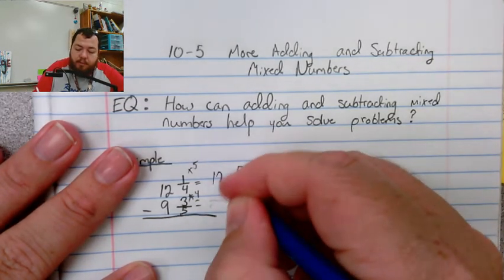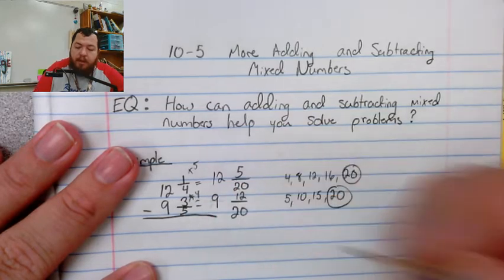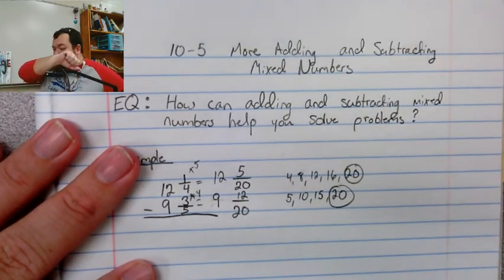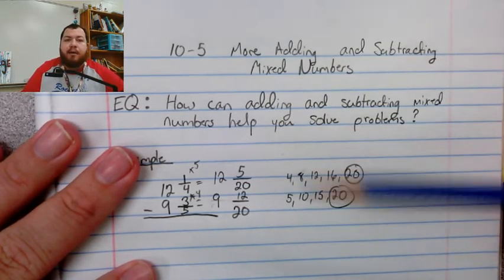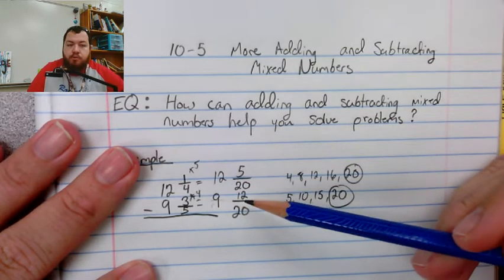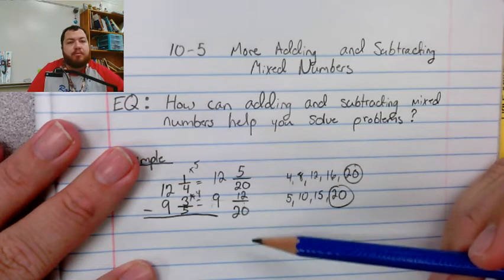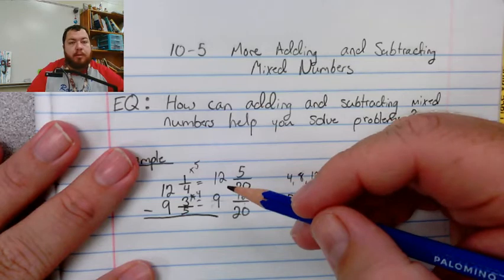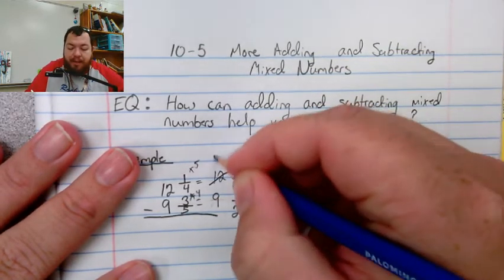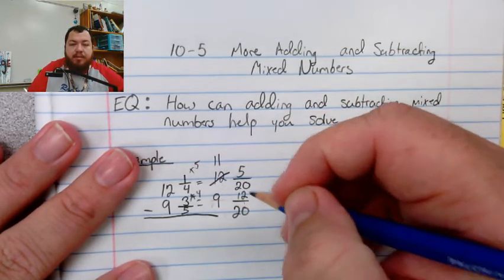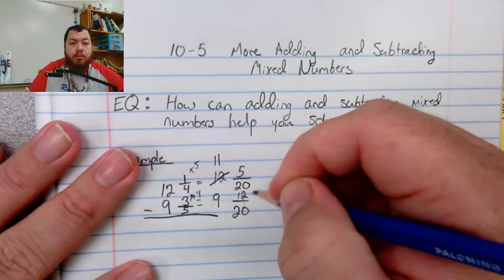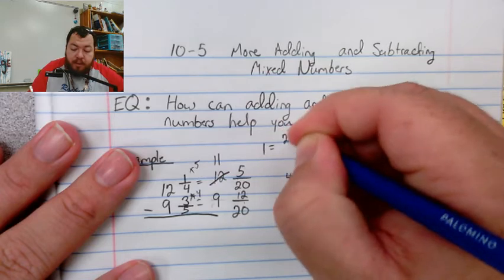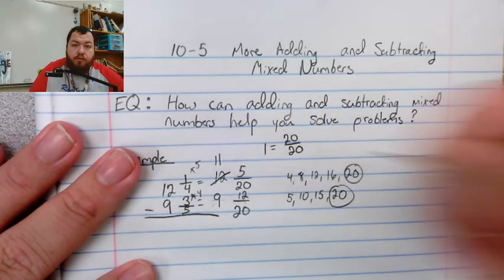Then I need to bring over my whole numbers, 12 and 9. Now, I can't take 12 away from 5. I can't take 12 twentieths from 5 twentieths. So I need to borrow from my whole number and rename that. So that becomes 11. Now, in the process when I do that, I need to add that whole, which would be 20 twentieths, because 1 in this problem equals 20 over 20.